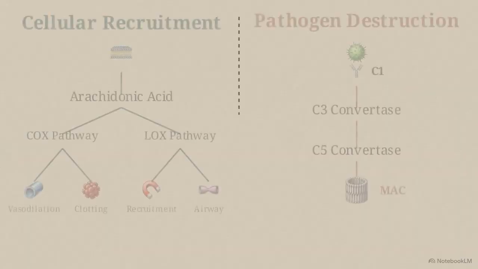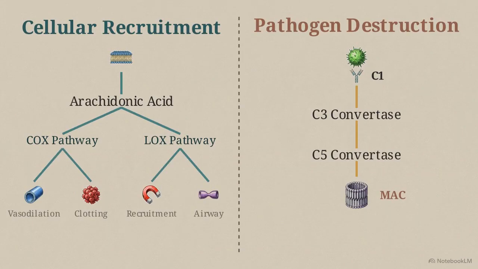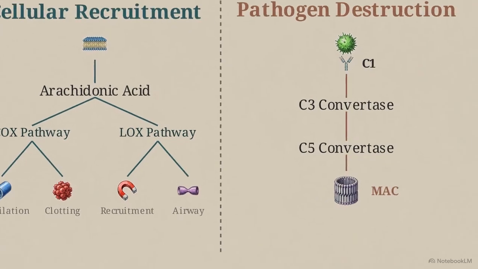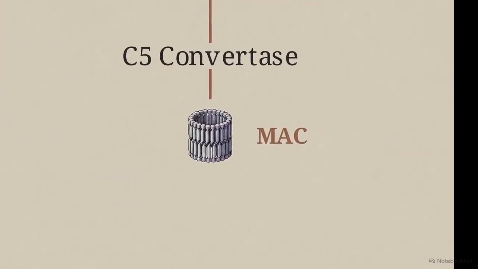When we place these systems side by side, the full picture emerges. Acute inflammation requires this exact dual machinery to function correctly. There is a clear division of labor. Arachidonic acid controls vascular access and cellular recruitment, while the complement system executes the destruction of the pathogen.